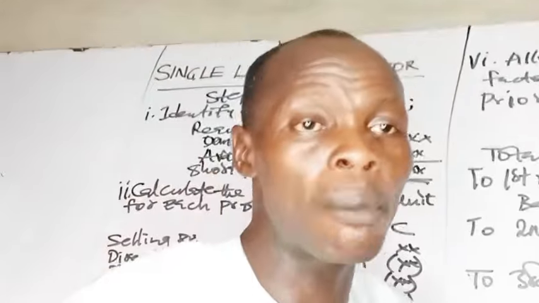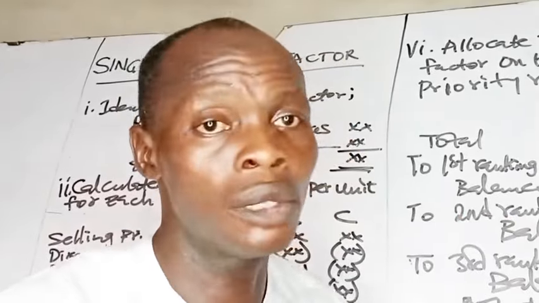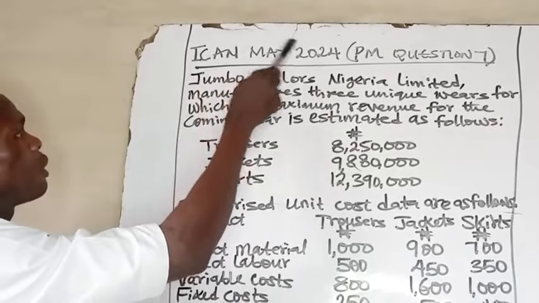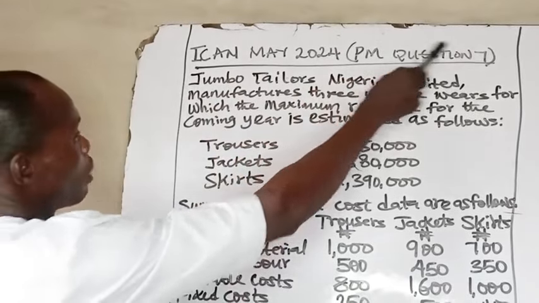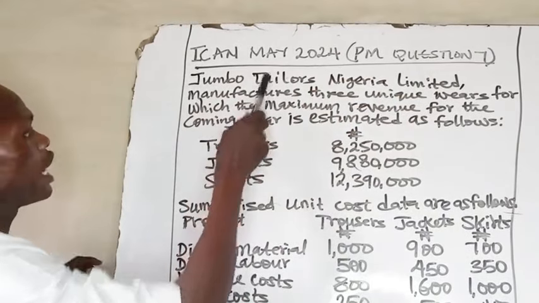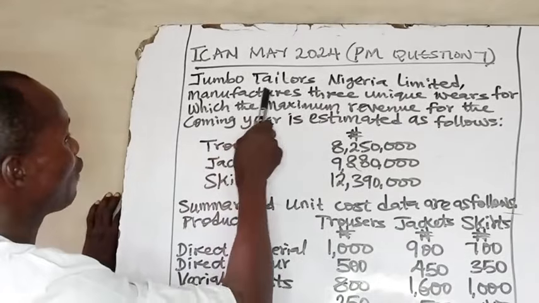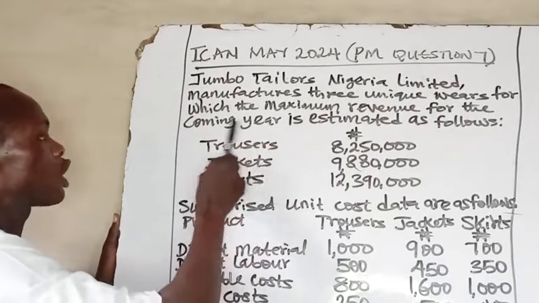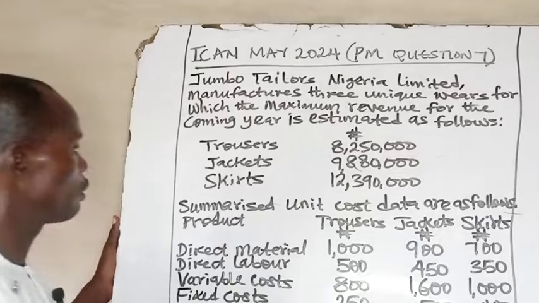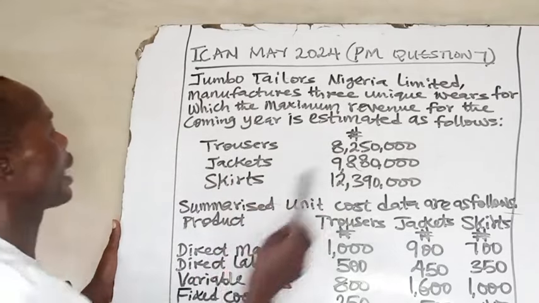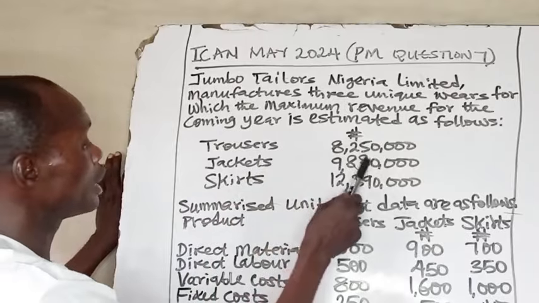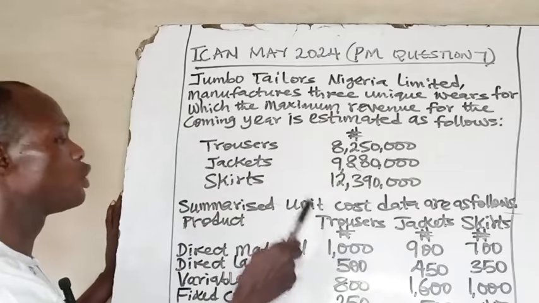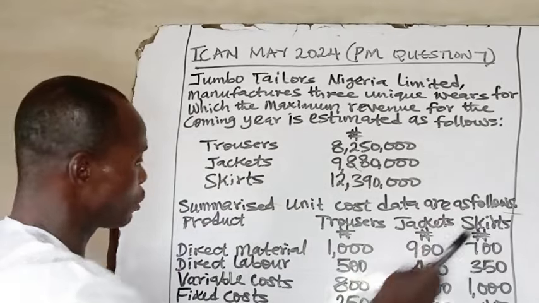So now let's take a question from ICAN May 2024 as a worked example. Please keep watching. This question is obtained from ICAN May 2024 Performance Management, question number 7. Jumbo Tailors Nigeria Limited manufactures 3 unique wares for which the maximum revenue for the coming year is estimated as follows. You have trousers, 8,250,000. Jackets, 9,880,000. Skirts, 12,390,000. Summarized unit cost data are as follows.